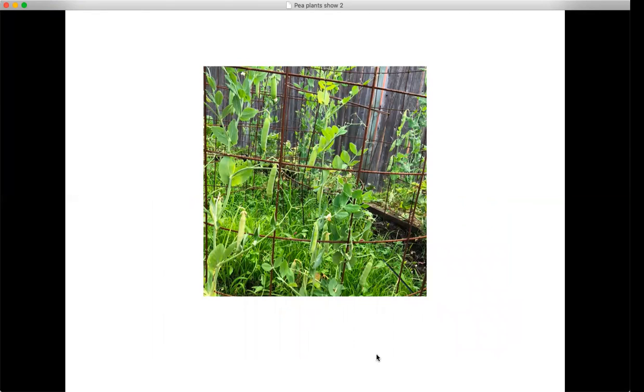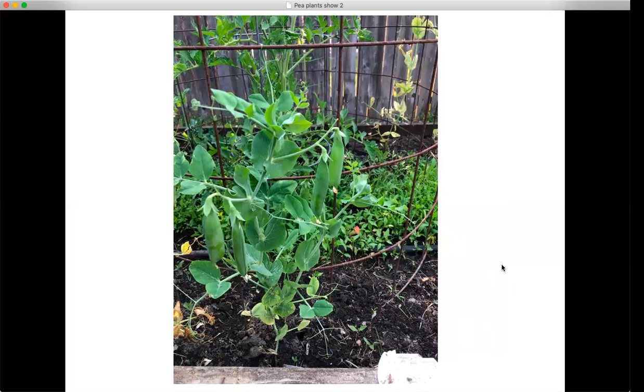Now, here are a couple of pea plants with the pods still on. I haven't picked them yet. Note, all the pods on one plant look the same. Right? These are tall plants. And here's a closer look at a short plant. Right? Remember, short is the recessive form of plant height.